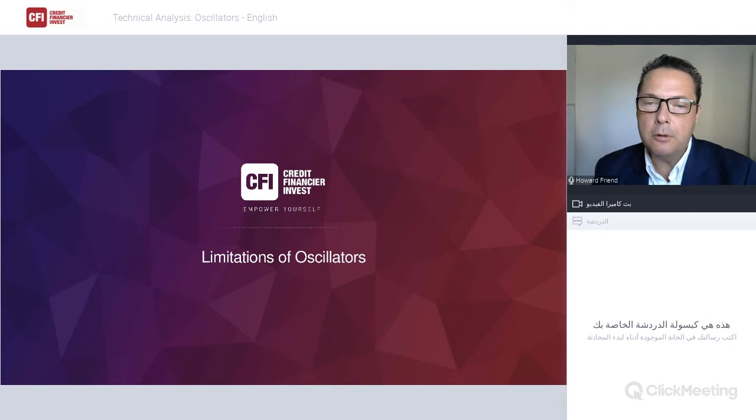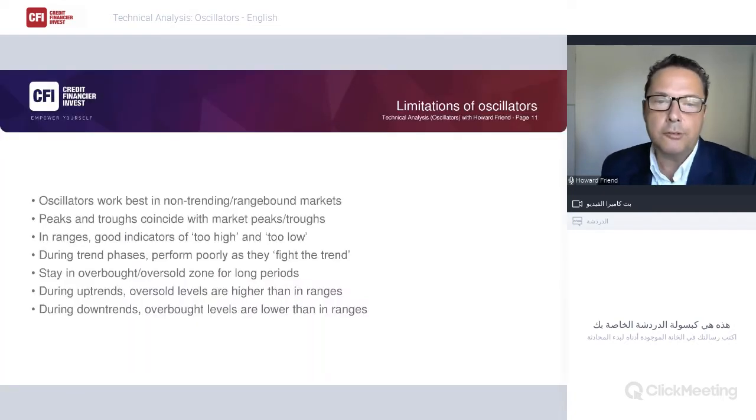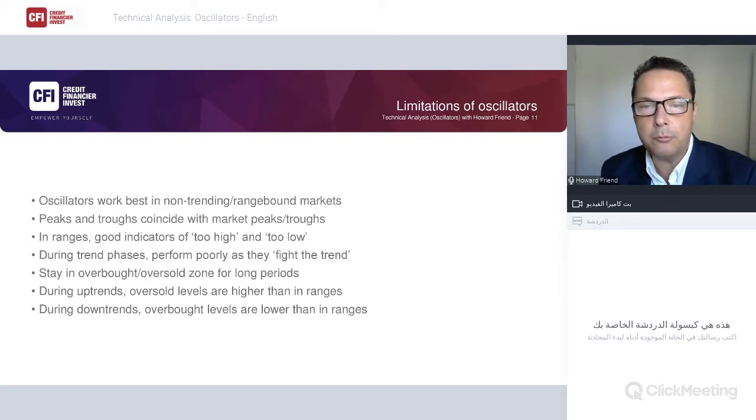Okay, so oscillators, like all other technical indicators, are not 100% foolproof. All of them have their own advantages, disadvantages and limitations. Oscillators work best in non-trending and range-bound markets, as I've alluded to earlier on. When the market is in a chop phase, swinging between overbought and oversold, the oscillator tends to coincide with market peaks and troughs, and therefore they have some value for the future.